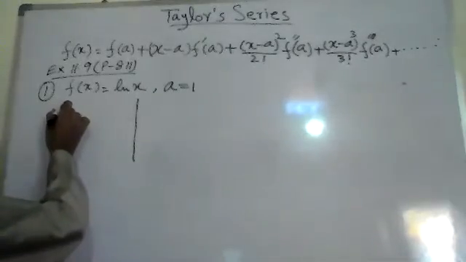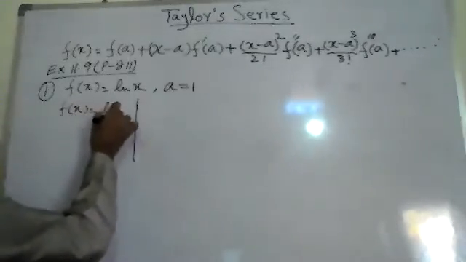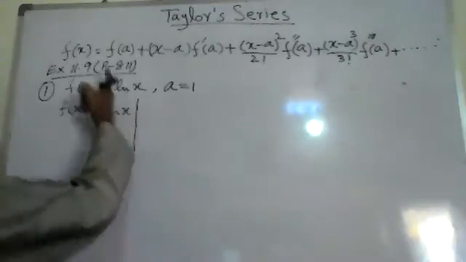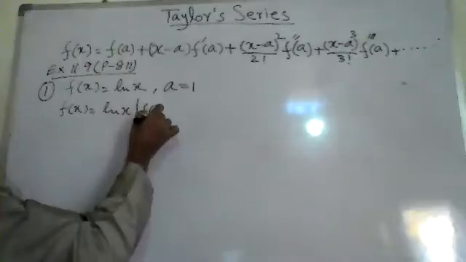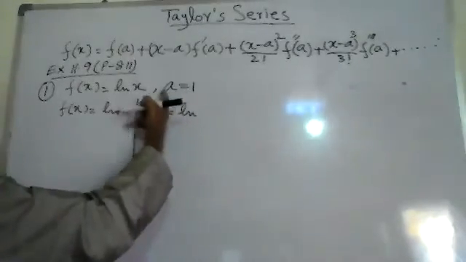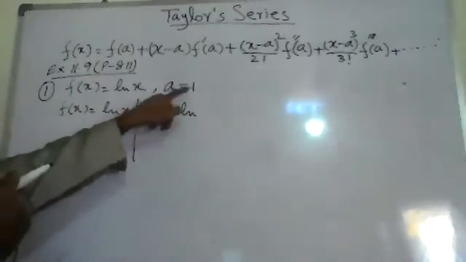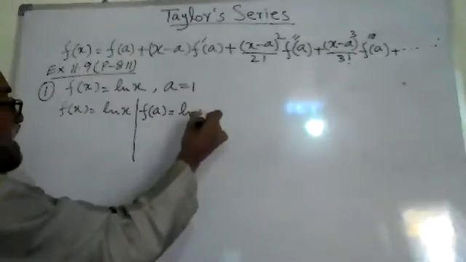f of x is equal to ln x, and we will find f of a. We have to put f of a. That means ln 1. x is replaced by a, and a is 1. So ln 1, the answer will be 0.